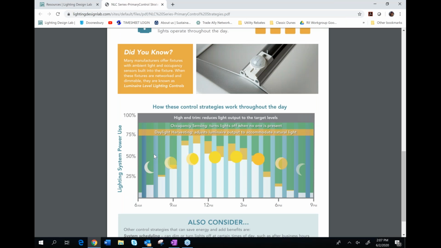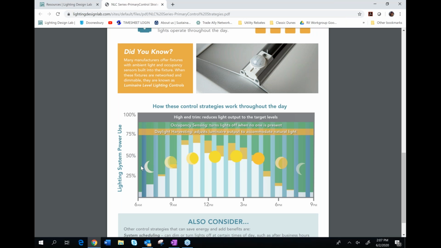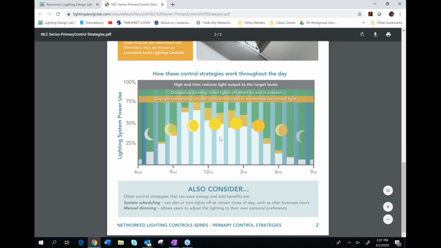It strikes me that some folks might think, oh, well, I only need one type of control. I don't actually need all that stuff. So one of the things I like about this learning guide is it shows how those three control strategies all work together. It kind of tells the story.